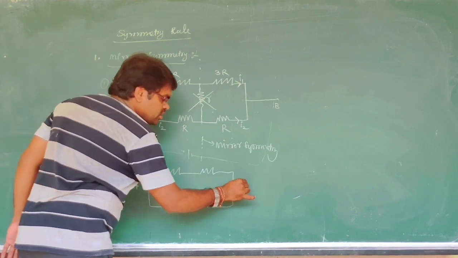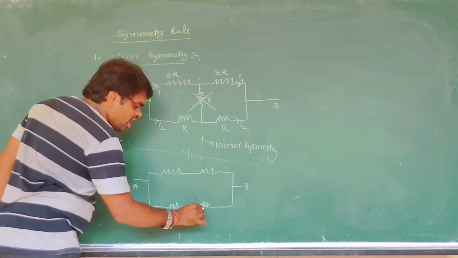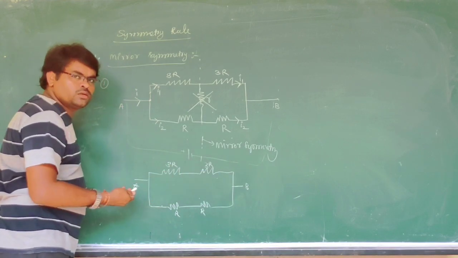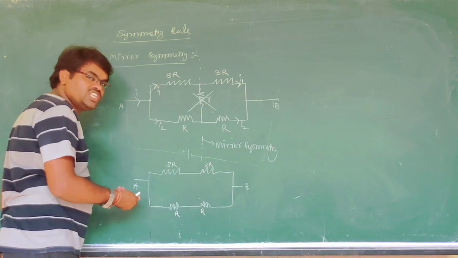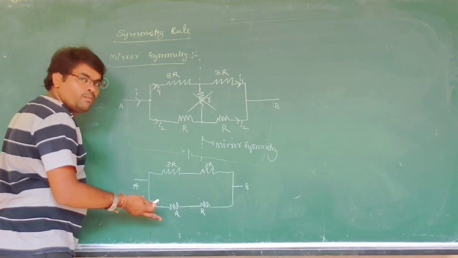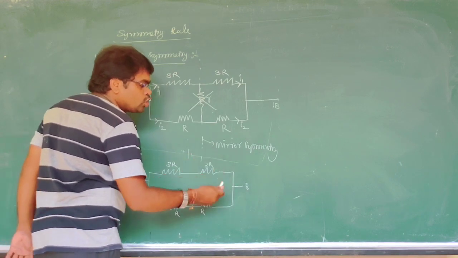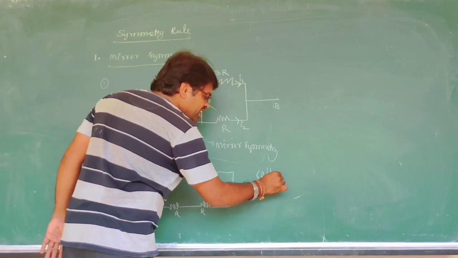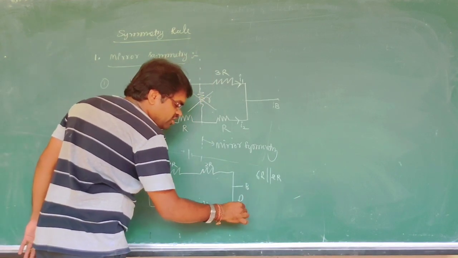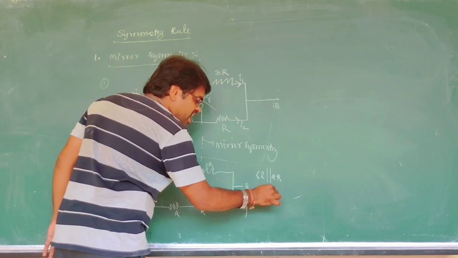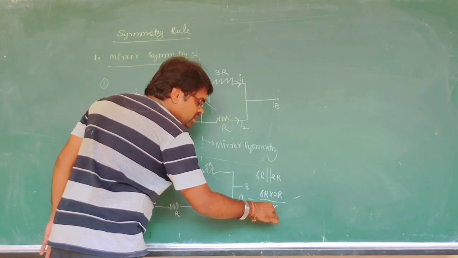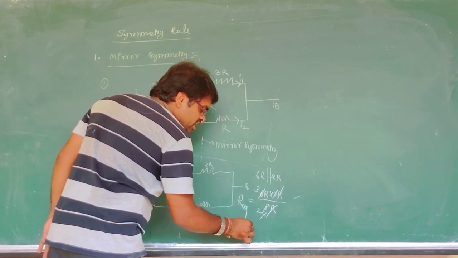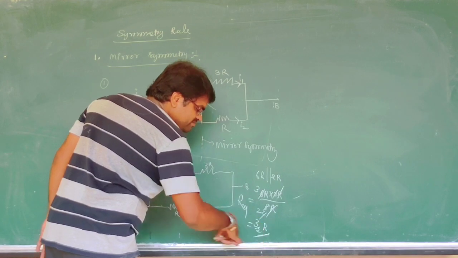Here A, here B. Now R, 3R. These two are in series. These two are in series. Both of these are in parallel. What is this resultant? 6R, parallel to 2R. Then 6R parallel to 2R means R equivalent is equal to 6R into 2R by 8R. Cancel 4, 3 by 2. This is the answer.